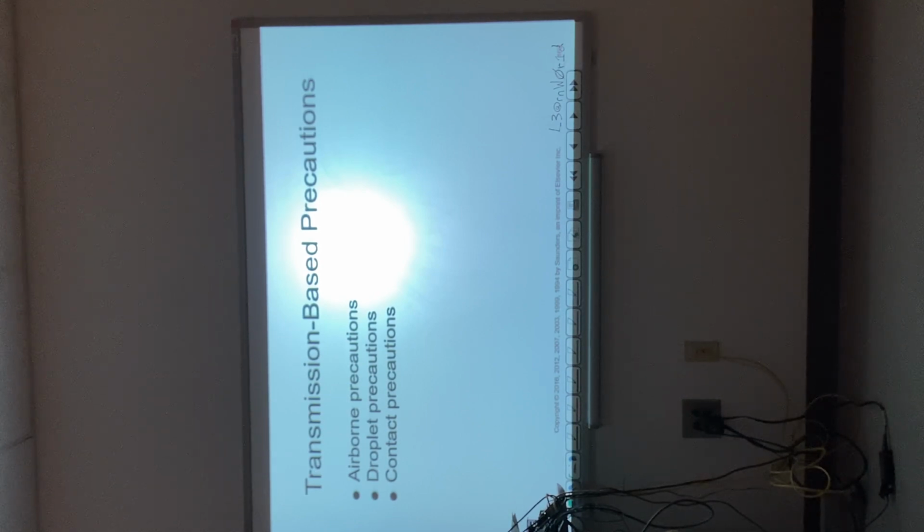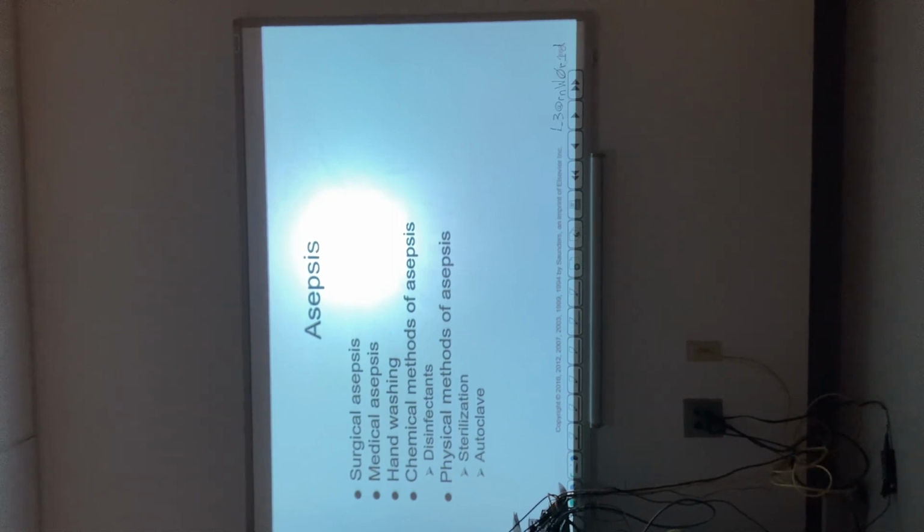So when we look at asepsis processing, these are some of the areas that we're going to see fall under that. We have surgical and medical asepsis. Again, hand washing is going to fall in there as well. And then chemical and physical methods of asepsis. So asepsis is basically our sterile process, okay? Maintaining sterile environment in the field and sterilization if we are using physical tools or equipment.